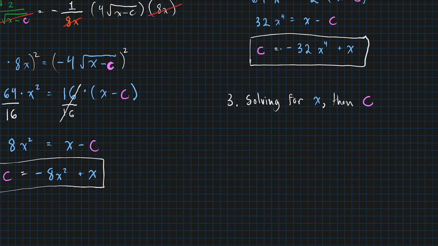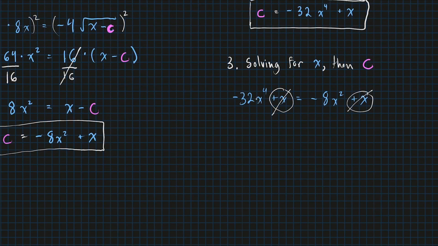C is of course equal to c, and that means that negative 32x to the 4 plus x must be equal to negative x squared plus x. Now I see a plus x on both sides. We can just get rid of that. Simplify it a little.